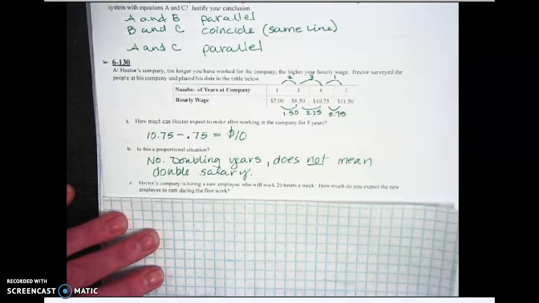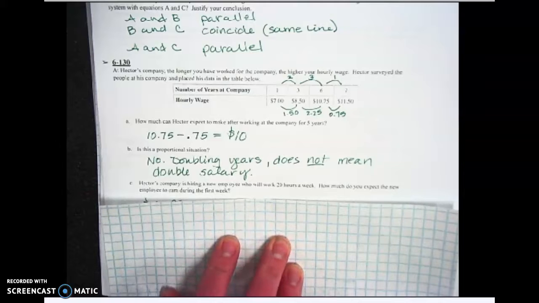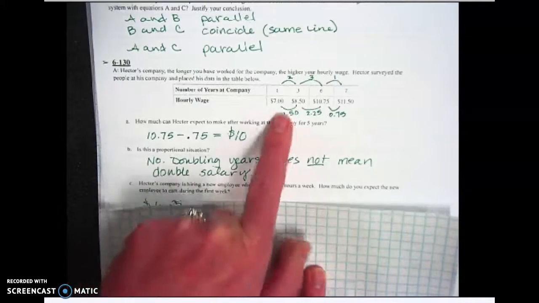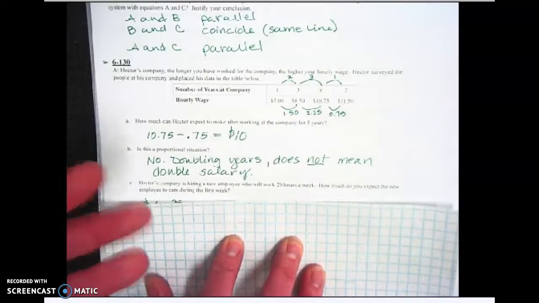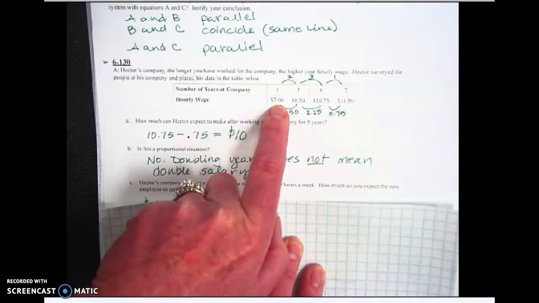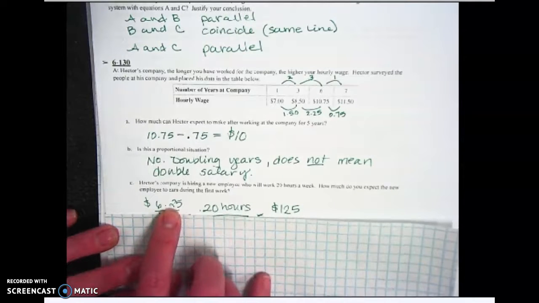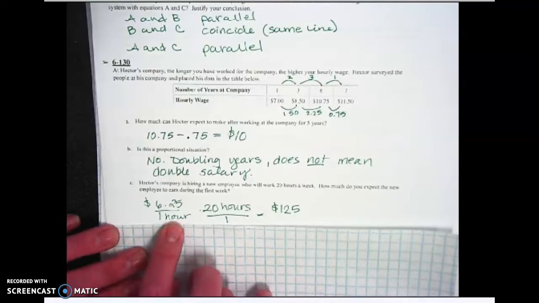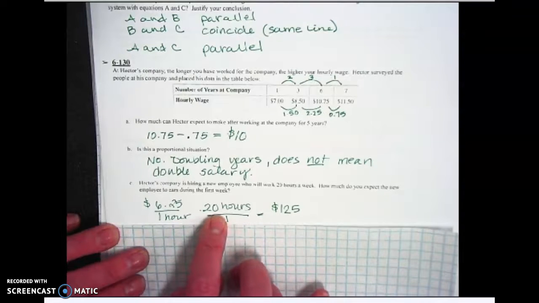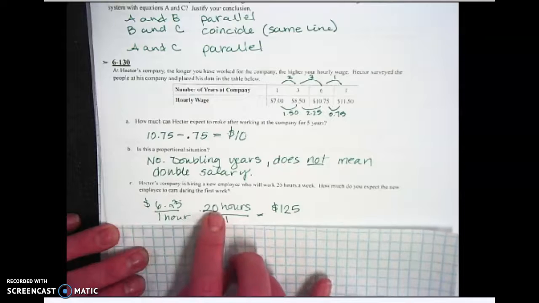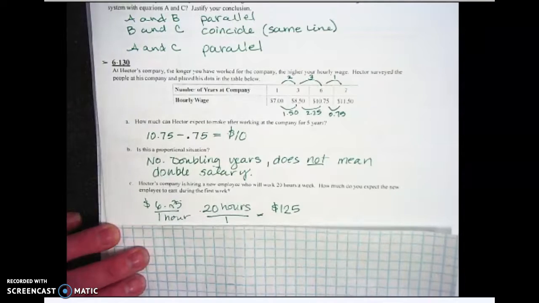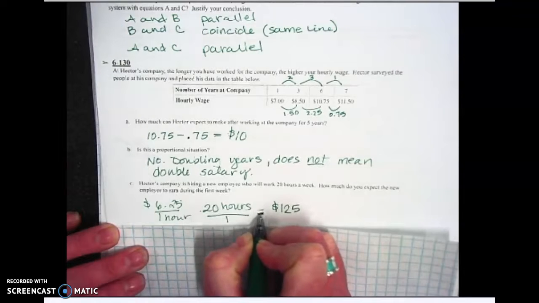Okay, part C. Hector's company is hiring a new employee who will work 20 hours a week. How much do you expect the new employee to earn during the first week? So first, we need to figure out how much they're making their 0 year. So if after 1 year they make $7, what are they going to make their 0 year? $6.25. So they're going to make $6.25 per every hour. They're going to work 20 hours a week. So you just multiply 6.25 times 20 hours. Their first week, they're going to make $125 before taxes.